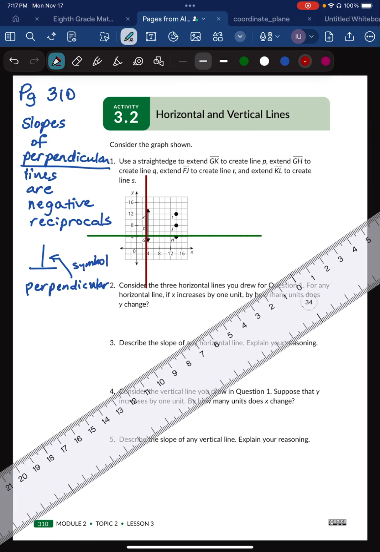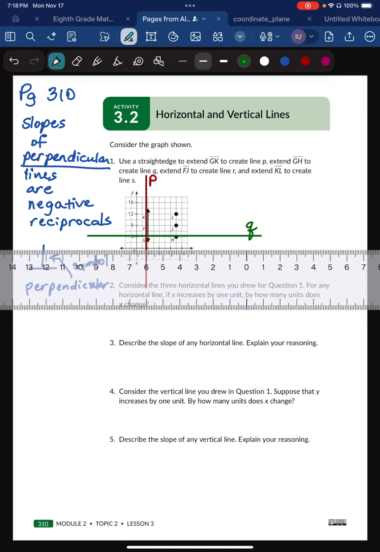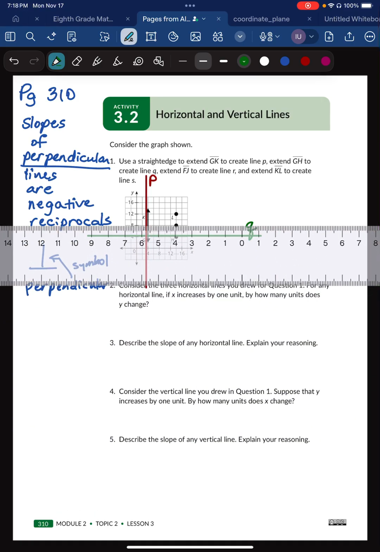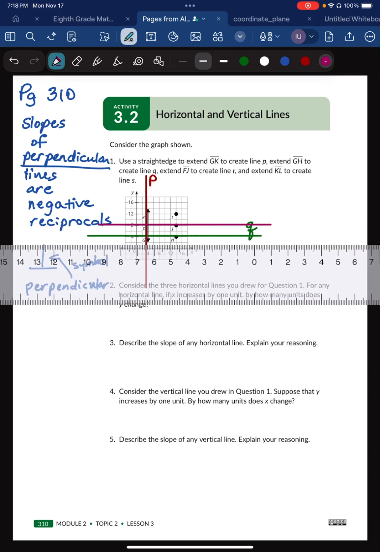And here, there's our two lines that we need to extend. Okay, so we extended GK to create line P. We extended GH to create line Q and extend FJ to create line R. And we gotta do it again. This is gonna be R.